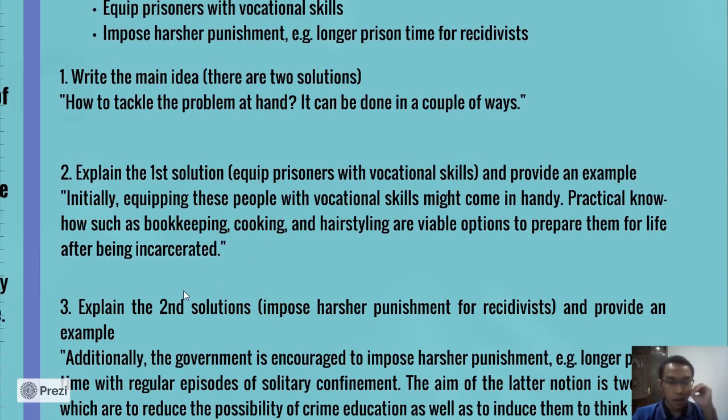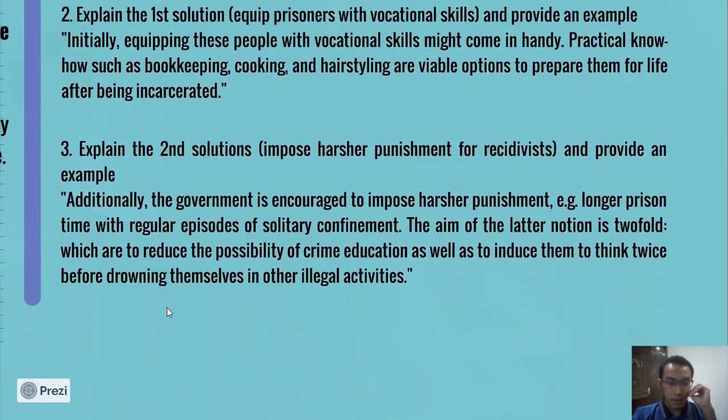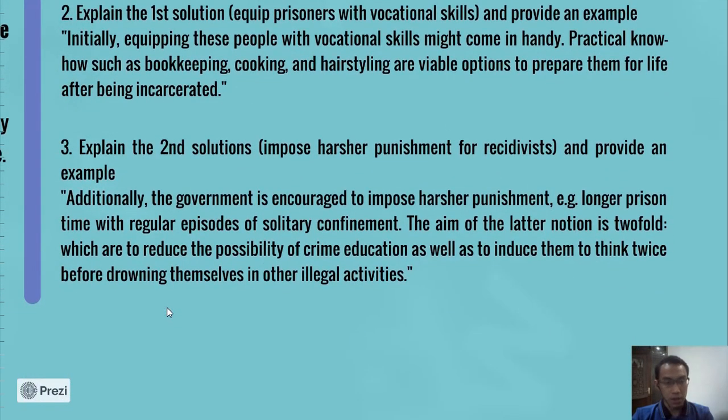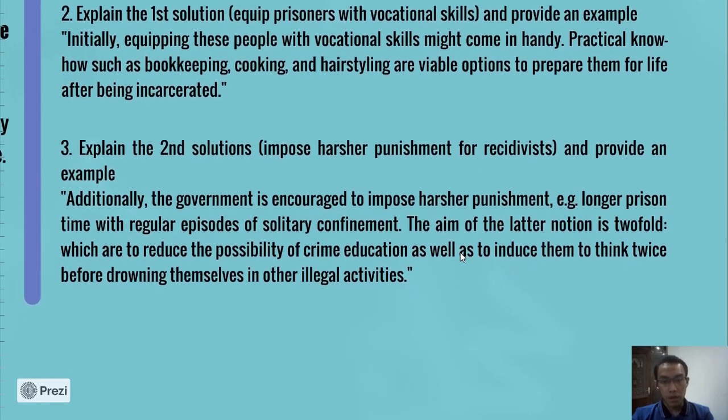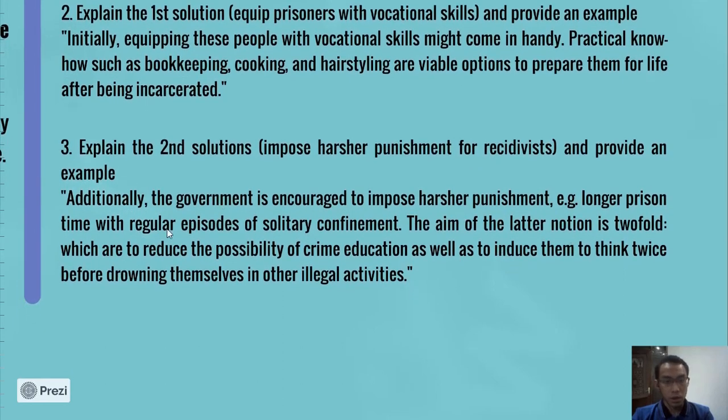And then the second solution that we should explain is that additionally, the government is encouraged to impose harsher punishment, e.g., longer prison time with regular episodes of solitary confinement. The aim of the latter notion is twofold, which are to reduce the possibility of crime education, as well as to induce them to think twice before drowning themselves in other illegal activities.